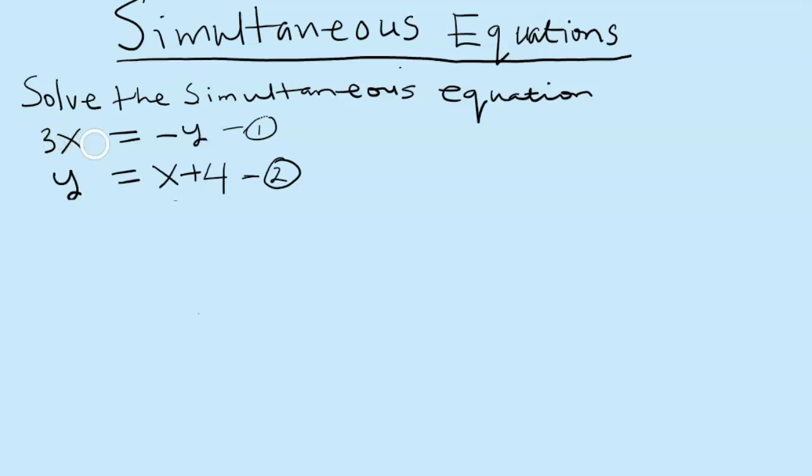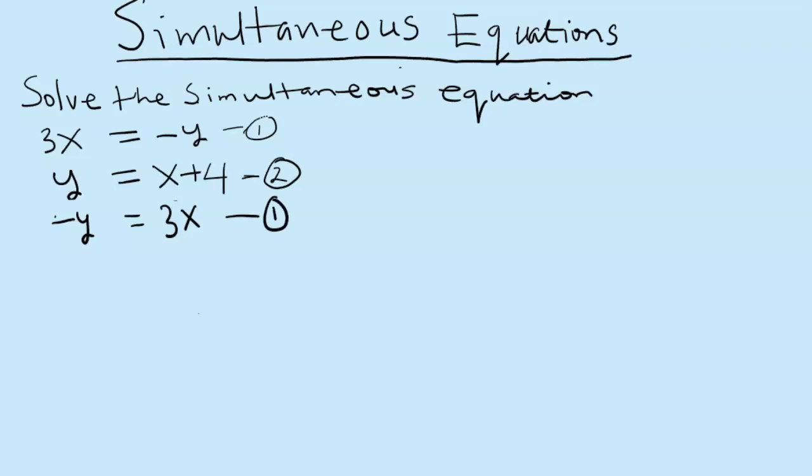Here we have been given 3x equals negative y, and y equals x plus 4. This is a past question, and we are going to look at how we can solve it. So I'm going to rewrite equation 1. I'm going to write the negative y first, followed by the 3x under here. So here, negative y equals 3x. It's still equation 1 because we haven't made any changes to it.